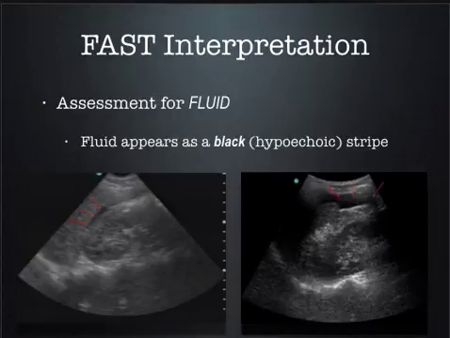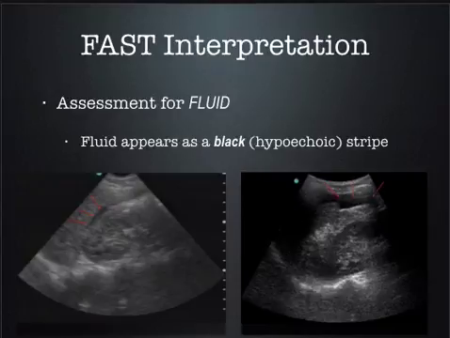There should be no fluid between the liver and the kidney. Remember, this is the retroperitoneal kidney and this is the intraperitoneal liver, so fluid in the intra-abdominal space will collect between the two of those. That's the deepest recess in the supine patient, so fluid will collect there, and it looks like a black stripe.